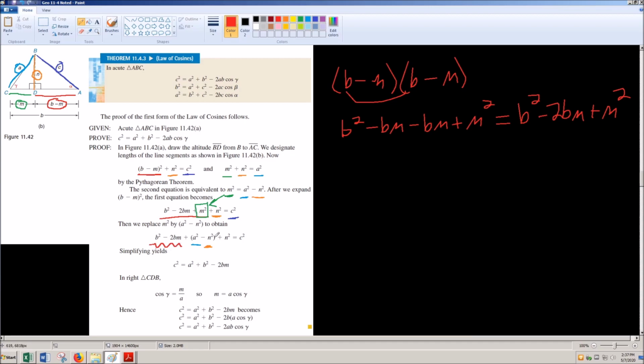If I were to include this whole thing, it would be this right here. So that entire chunk is b minus m squared. Just keep in mind we did some substitution. It now looks a little bit different. N squared is still n squared. C squared is still c squared.